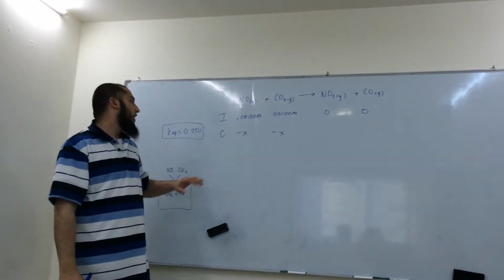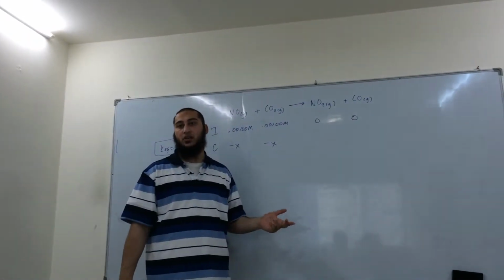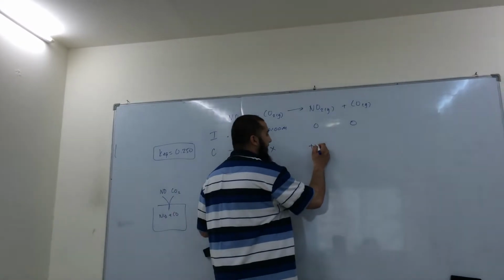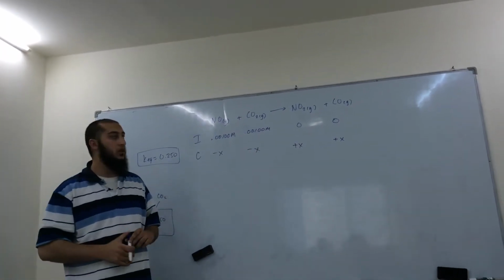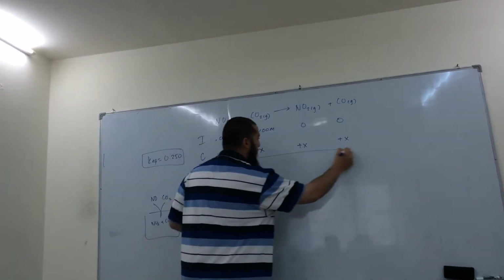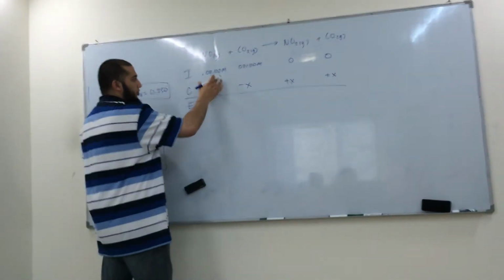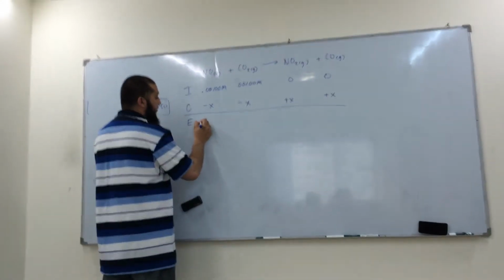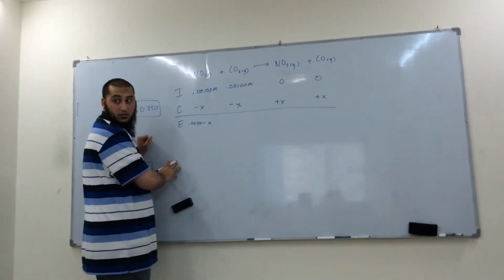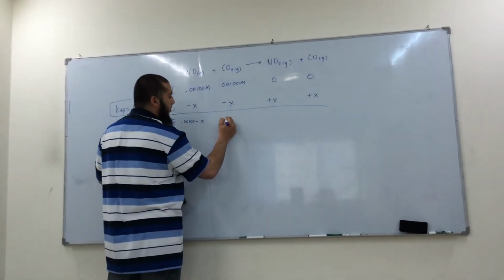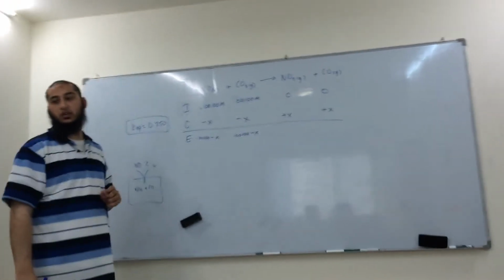Now, if this is decreasing by X, well, what is this increasing by? The same exact amount. So this is going to be plus X and plus X. Are you guys following now? Okay, so that's my change. What will my equilibrium values be? Well, NO started off at 0.00100, right? Minus X. And this is 0.00100 minus X. You guys see how I got that?